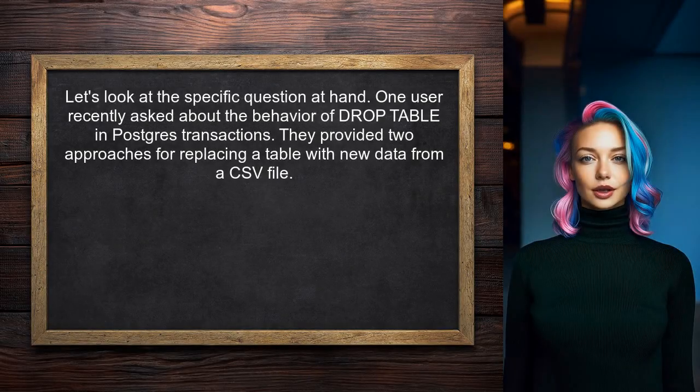Let's look at the specific question at hand. One user recently asked about the behavior of drop table in Postgres transactions. They provided two approaches for replacing a table with new data from a CSV file. Sound familiar? Let's break this down together.